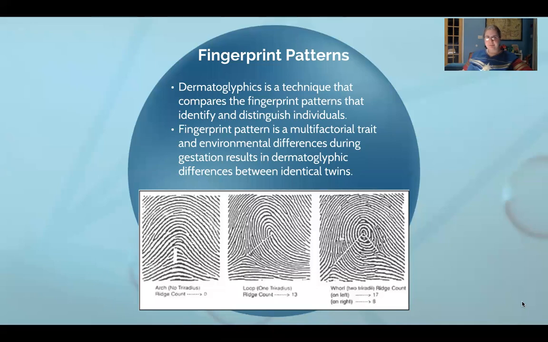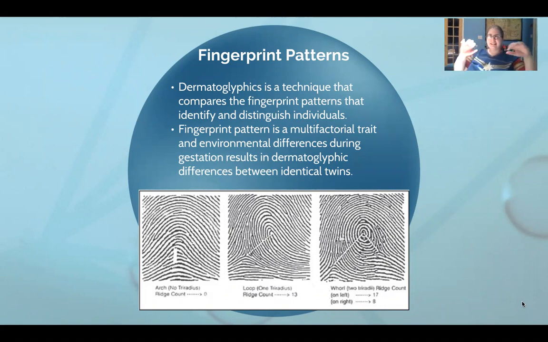Fingerprint patterns. Fingerprints are actually kind of interesting. So we have this thing called dermatoglyphics, and this is the technique that is used to actually compare fingerprint patterns and identify and distinguish individuals. So your fingerprints are actually multifactorial. There are multiple genes as well as environmental factors that will affect how your fingerprints come out. Now, yes, you and some other person may have the same shape on your right index finger, but you may not have the same ridge count. We'll talk about that in a moment.